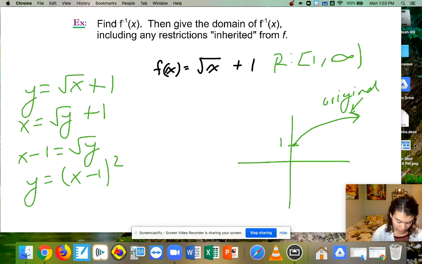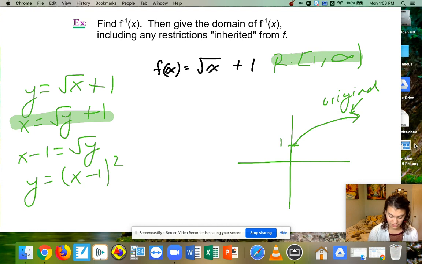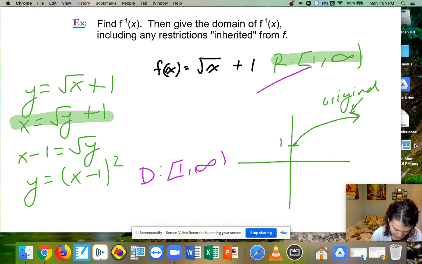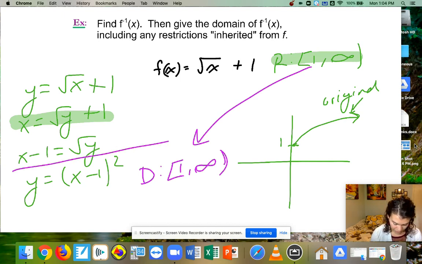So what we did right here is we switched the x and the y, which then is going to mean this range of the original becomes the domain of the inverse. So you don't even have to find the domain. This is going to come down and become inherited by your new function.